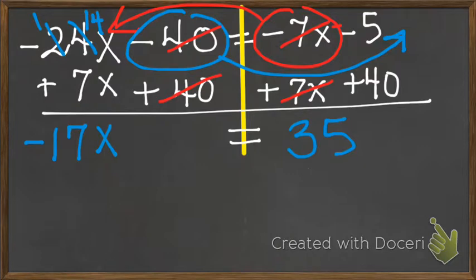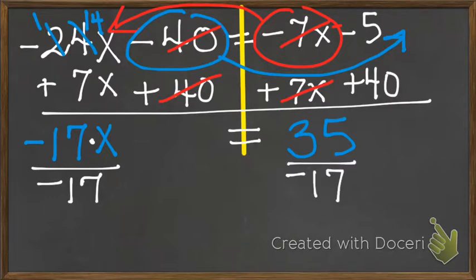That 17x was supposed to be negative 17x. And then finally, to get the x by itself, we do the opposite of multiply, which is to divide. We need to get the x by itself. So you don't divide by 35. That doesn't make sense. You would divide by the number in front of x, and these cancel.